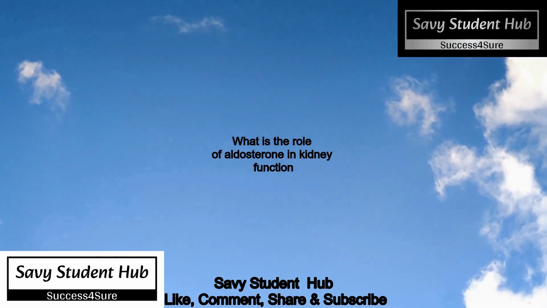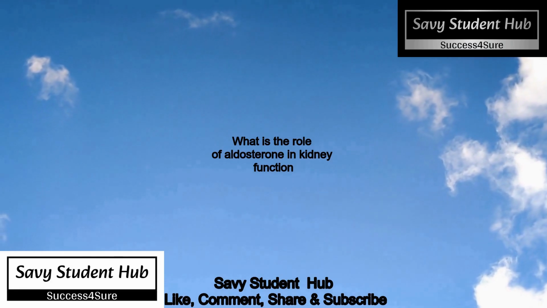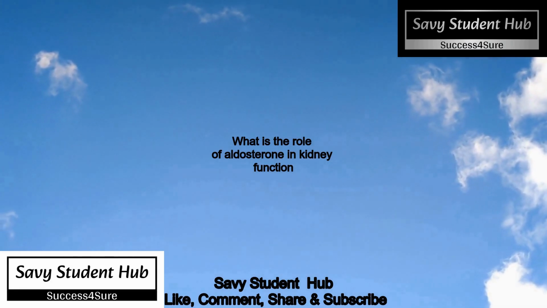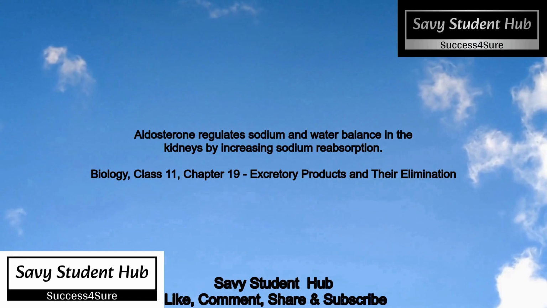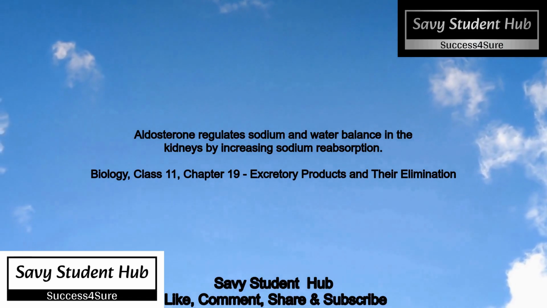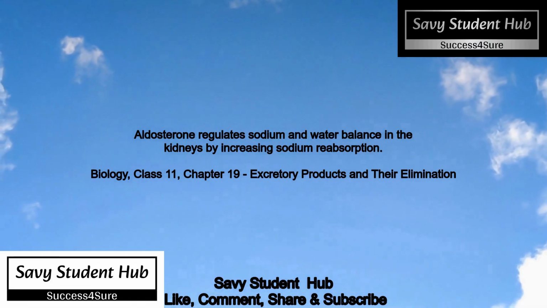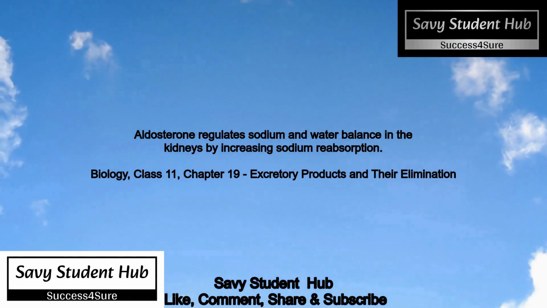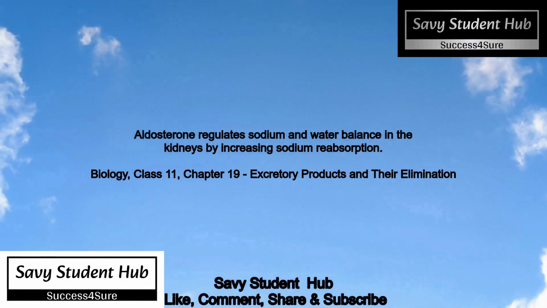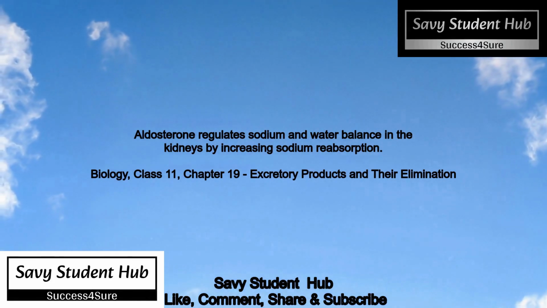What is the role of aldosterone in kidney function? 3, 2, 1, 0. Aldosterone regulates sodium and water balance in the kidneys by increasing sodium reabsorption.